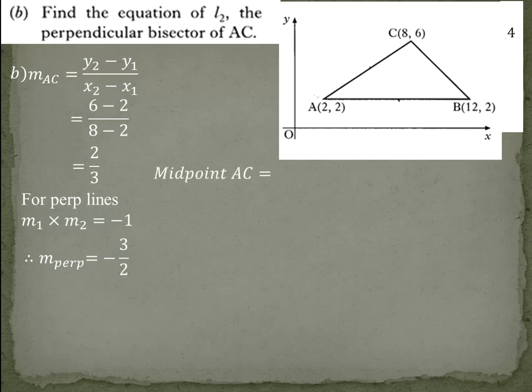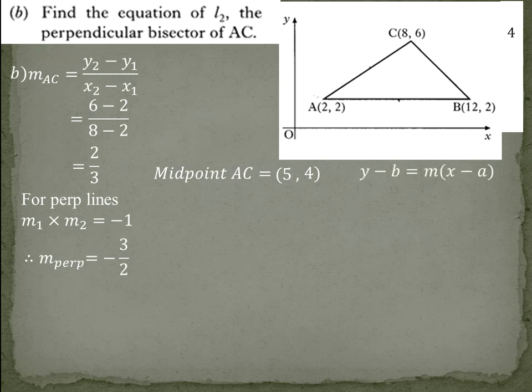Midpoint of AC, again, you don't get any credit for how you find the midpoint, so feel free to use either the midpoint formula or just process it in your head using the coordinates given. I can find that halfway between 2 and 8 is 5, and halfway between 2 and 6 for coordinates A and C, the y coordinate must be 4. So therefore the midpoint of AC is the coordinate (5, 4).